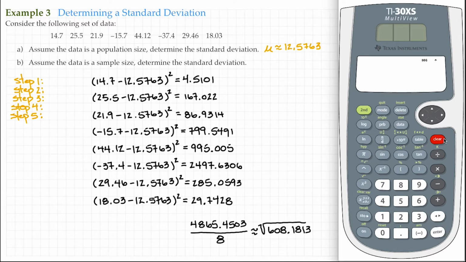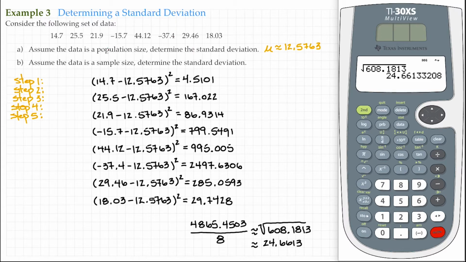So on the calculator, we could just go ahead and put in second square root. You can see the square root symbol right here. So second square root, and I'll type in 608.1813. So it comes out to be approximately 24.6613.